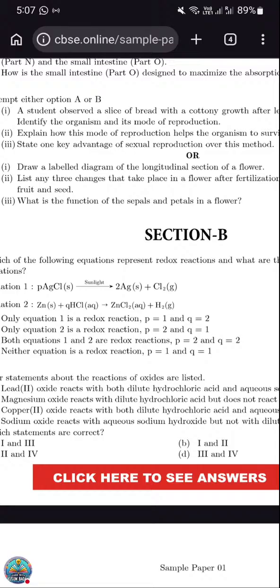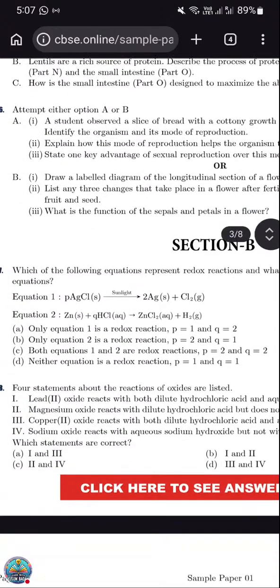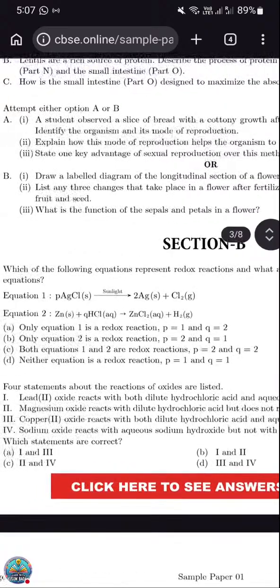Okay, now the next question. So here we completed the bio part. Now we need to start with the chemistry portion. So in chemistry, first question: which of the following equations represents the redox reaction, and what is the value of P and Q here?